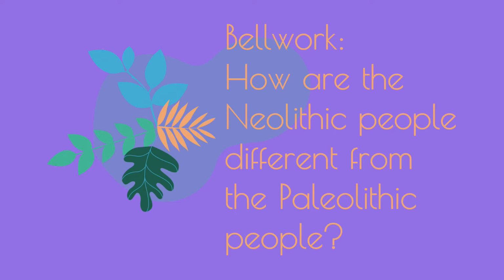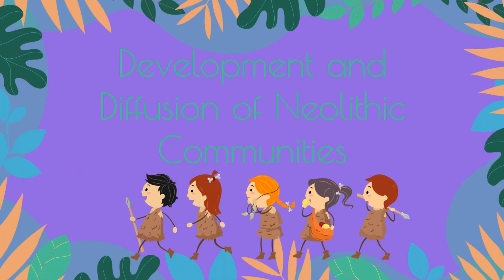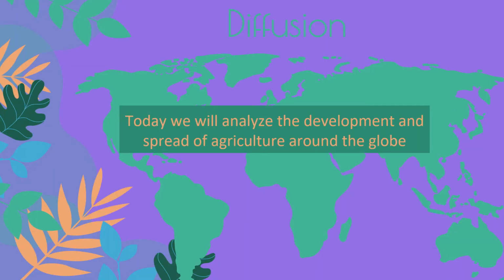Your bell work for today is: how are the Neolithic people different from the Paleolithic people? Today's lesson is about the development and diffusion of Neolithic communities. We're going to analyze the development and spread of agriculture around the globe. So when they say diffusion, that's the spread of agriculture.